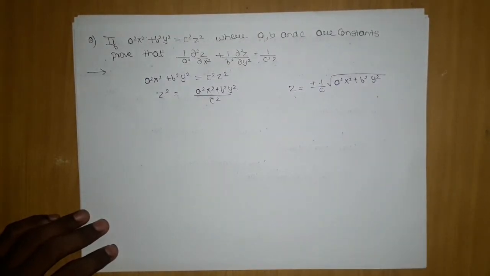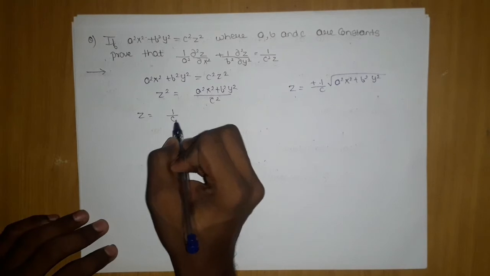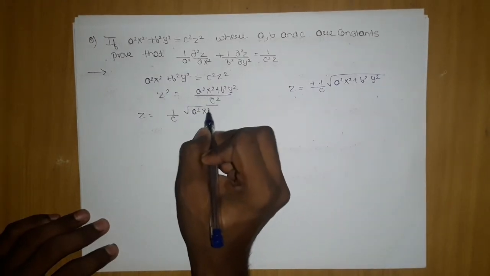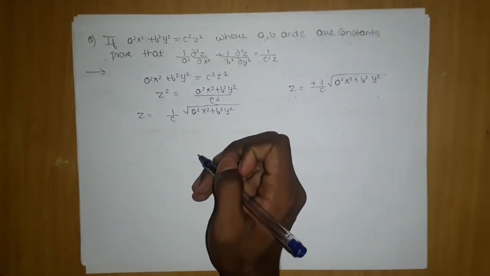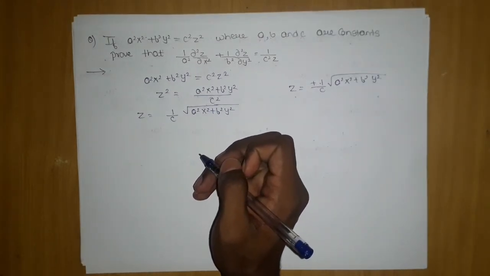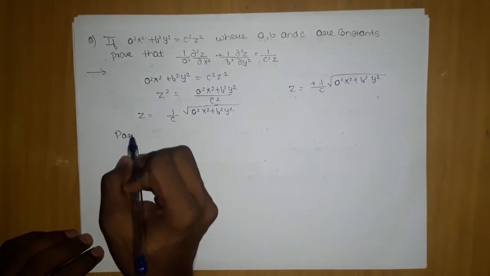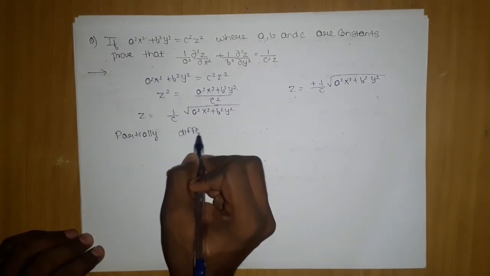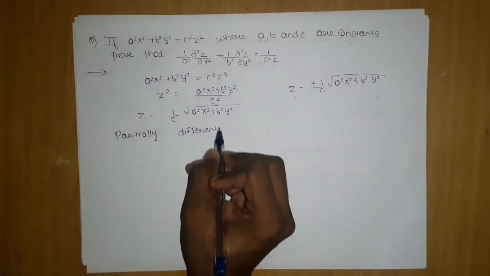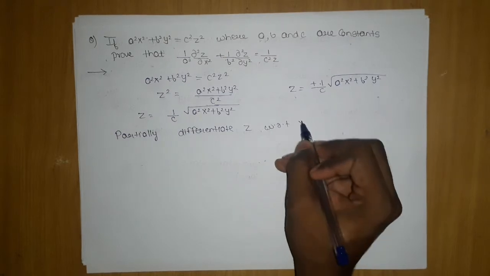Now you can either take z minus 1 by c or z plus 1 by c, both are correct. I am going to take z equals 1 by c under root a²x² plus b²y² for my proof. You can take negative 1 also, both are correct. What we are going to do? Partially differentiate z with respect to x.